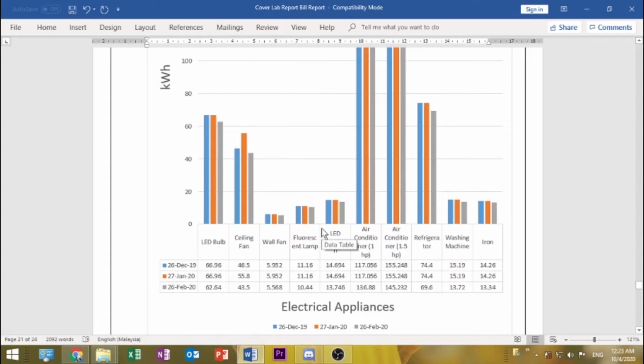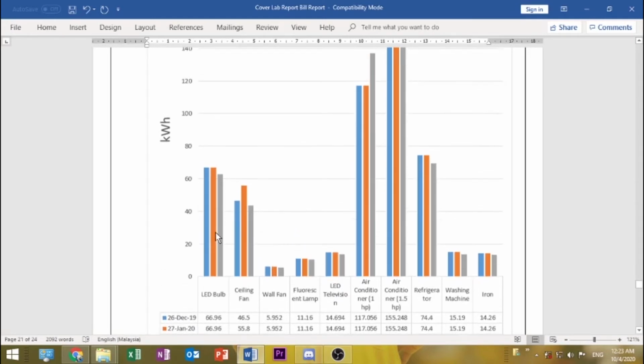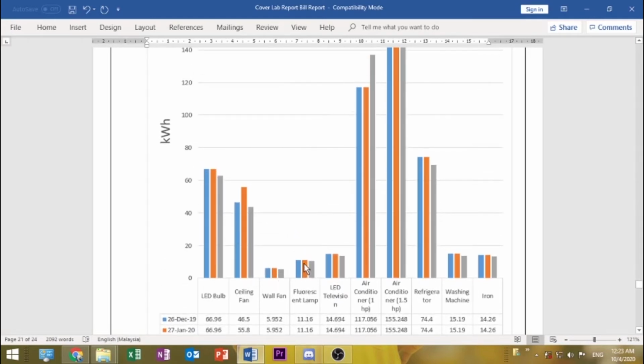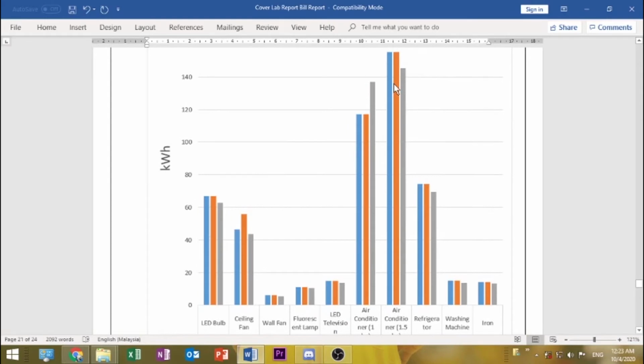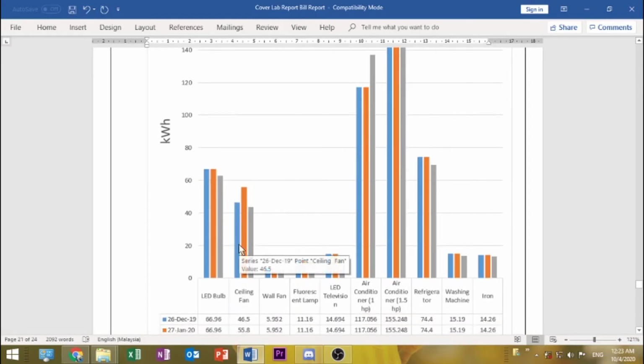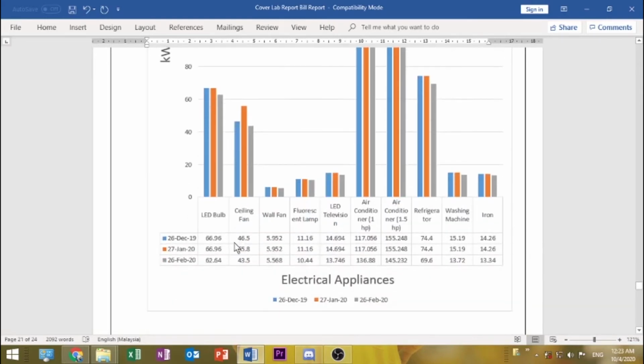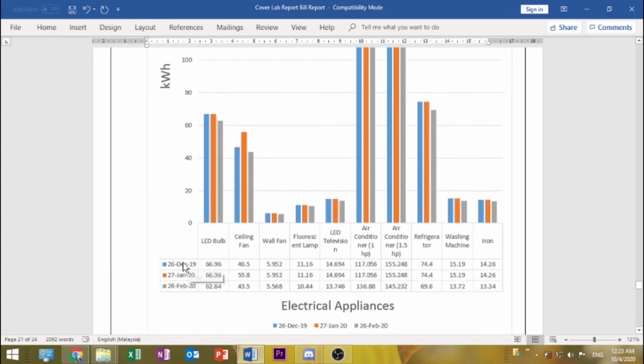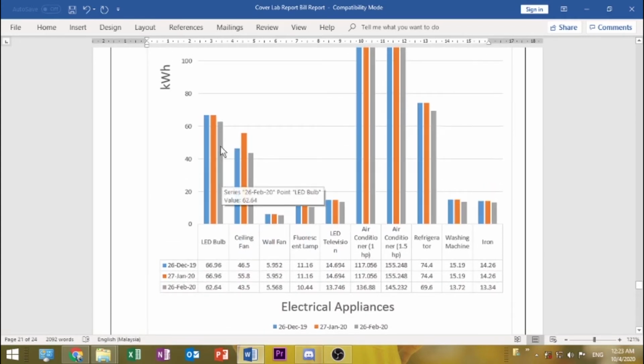So most of the appliances did not differ for the months of December and January. As you can see, it didn't differ very much, except for the ceiling fan. For the February data, it reduced a bit because of the number of days, because December and January had 31 days while February only had 29 days in 2020.